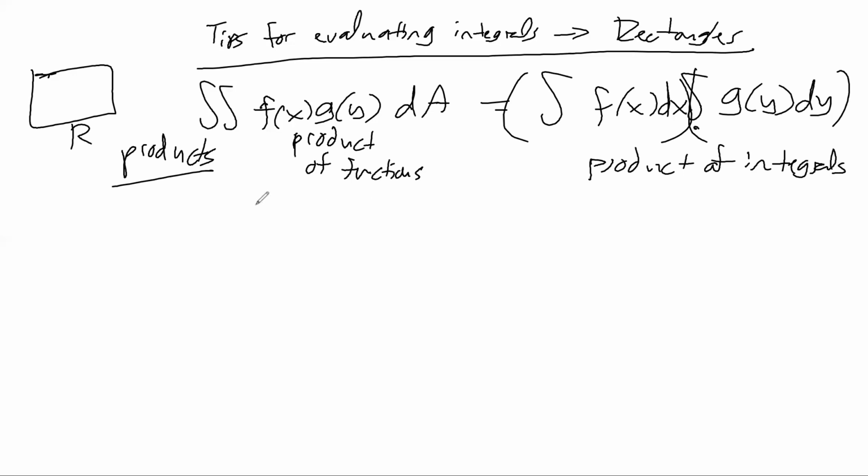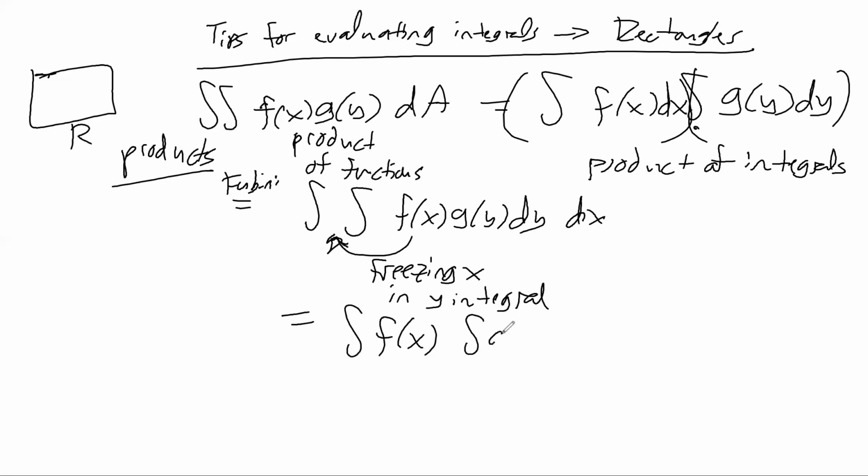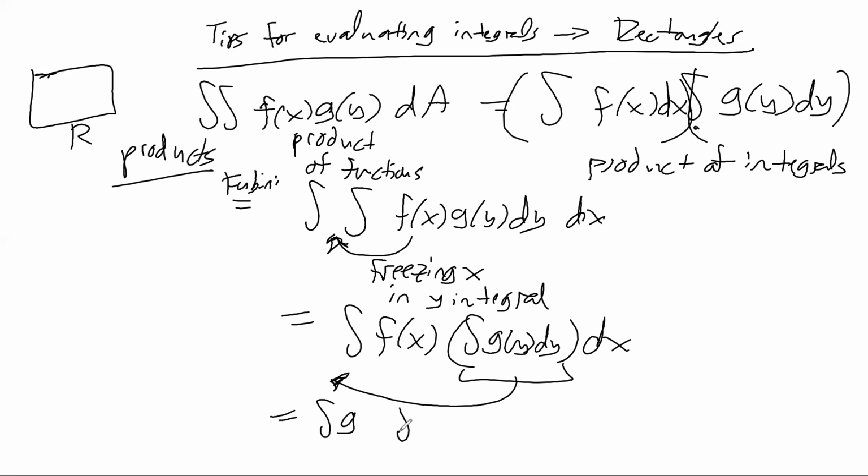And the reason is that if you use Fubini to do this iterated style, you can just pull this thing outside because remember, we're freezing x in the y integral. And then you just do it again. You just take this number, that's a number now, outside. So now you have the integral of g times the integral of f.